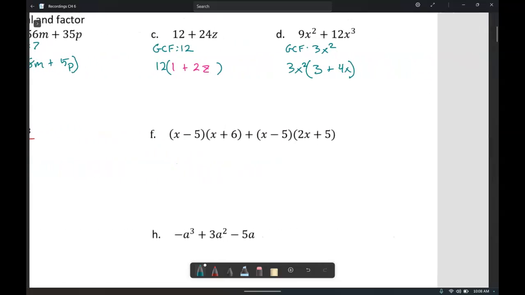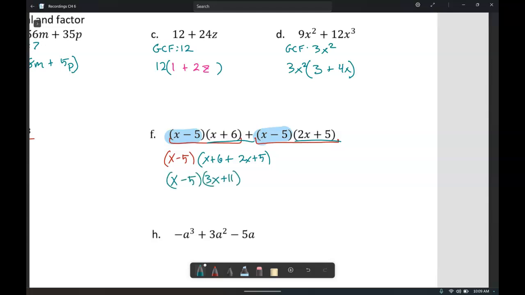The GCF doesn't have to be a monomial. It could also be a binomial or trinomial. Here we have a common factor of x minus 5 within these two terms. So we can factor out x minus 5, leaving us with x plus 6 plus 2x plus 5. Combine like terms, and we're fully factored.